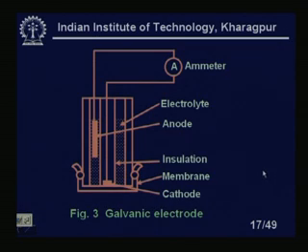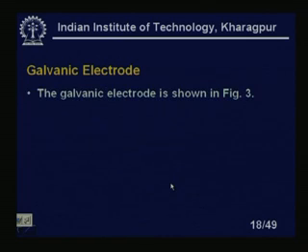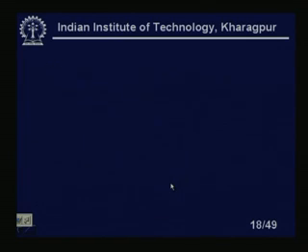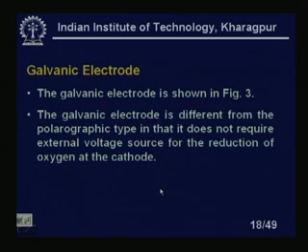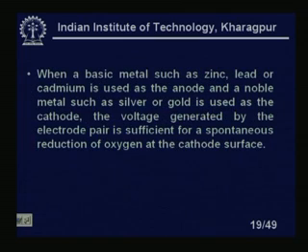So, we have shown that this is an ammeter, there is no bias, electrolyte is here, anode, insulation, membrane and cathode. The galvanic electrode is shown in figure 3, okay. The galvanic electrode is different from the polarographic type in that it does not require an external voltage source for the reduction of oxygen at the cathode, that is the basic difference. When a base metal such as zinc, lead or cadmium is used as the anode and noble metals such as silver and gold are used as the cathode, the voltage generated by the electrode pair is sufficient for spontaneous reduction of oxygen at the cathode surface.